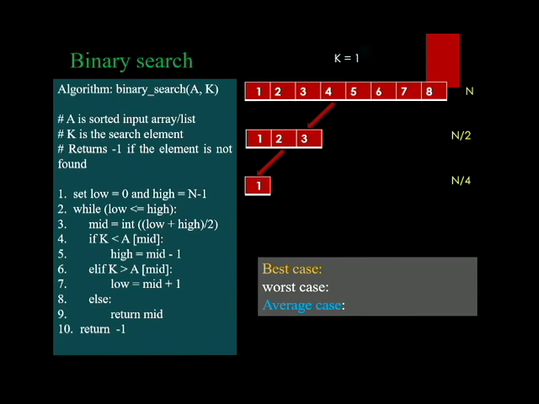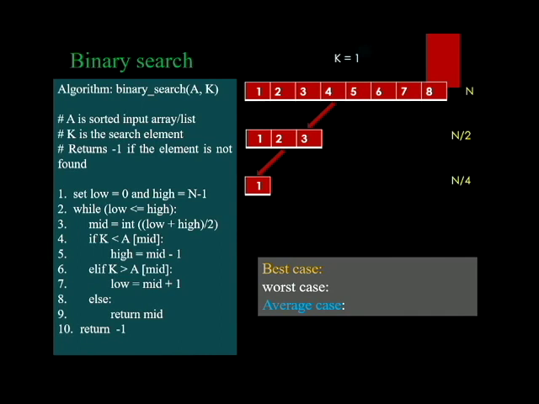Every time we are going to split the array and break the problem. After that, we compute the midpoint: mid equals low plus high by 2, which gives the midpoint. Then I check, because my array is sorted. The logic here is very simple. If my search element is less than the middle element of the array, then I know that my search element is never going to be on the right side of the array.